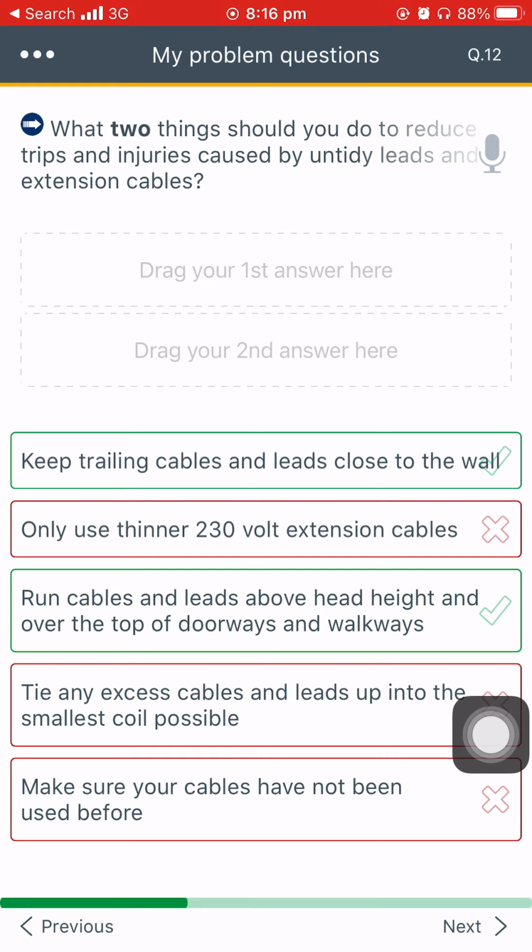What two things should you do to reduce trips and injuries caused by untidy leads and extension cables? Keep trailing cables and leads close to the wall. Only use thinner 230-volt extension cables. Run cables and leads above head height and over the top of doorways and walkways.